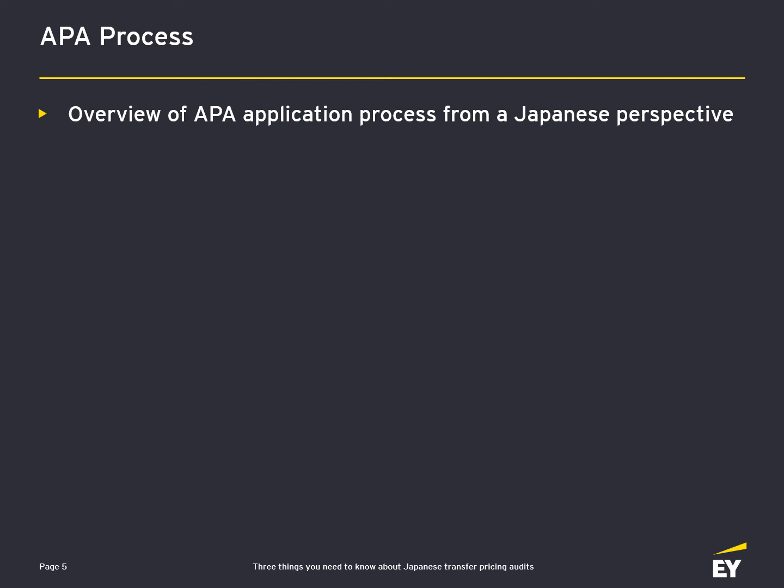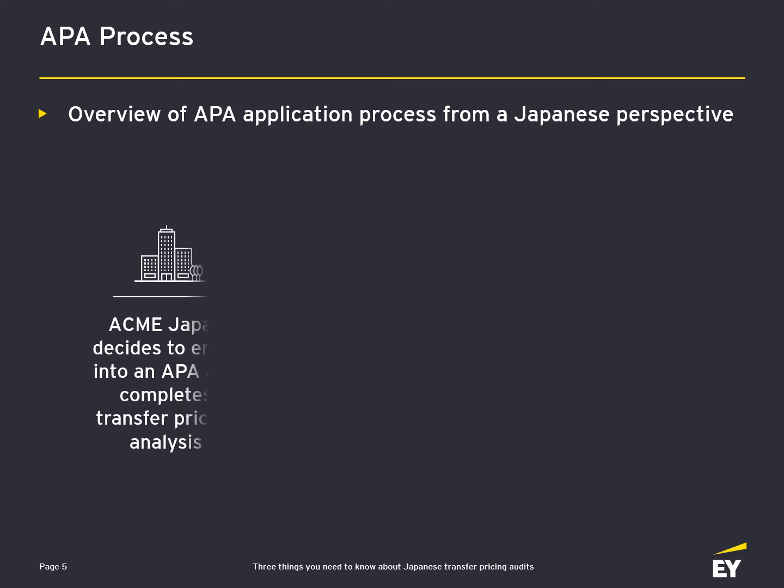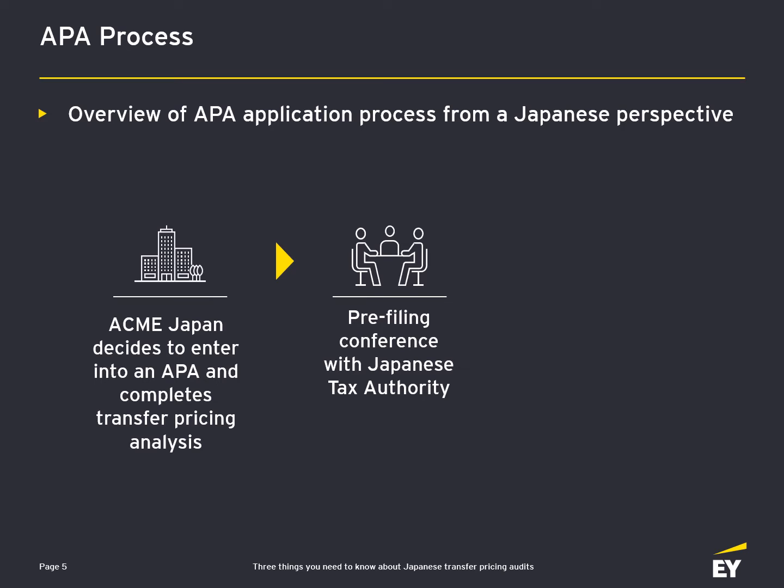Okay, let's talk about the APA process. In general, it's best to commence the analysis for an APA filing about 6 months before the application deadline. The first step is to complete the transfer pricing analysis, including reviewing the facts regarding the transaction and coming up with a proposed transfer pricing approach. Once you have that ready, you hold a pre-filing meeting with the Japanese tax authority to explain your approach. The pre-filing meeting gives the tax authority a chance to express initial comments or concerns and requests that the taxpayer include certain information in the filing.